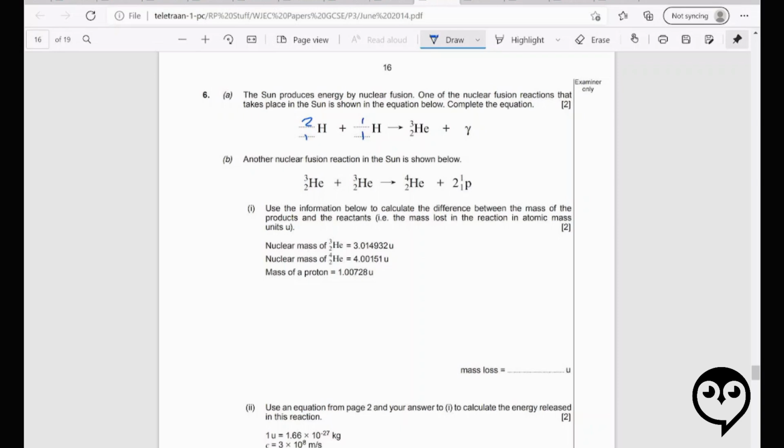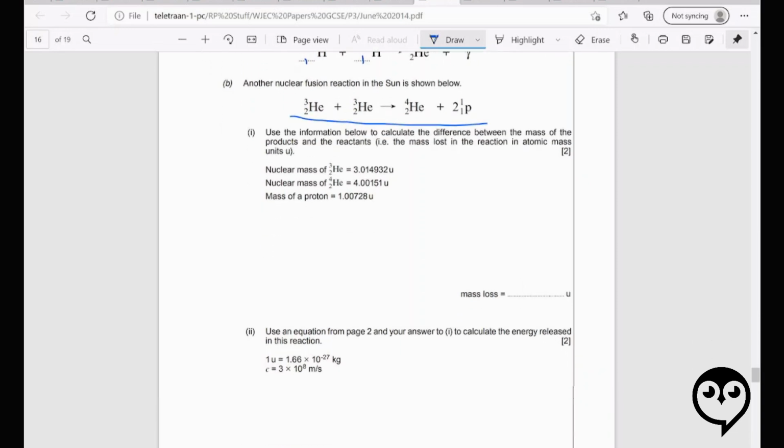All right, part B, they give us another fusion reaction. This is what happens inside of a sun. Okay, so you get helium-3 with another helium-3 producing helium-4, which is the normal isotope of helium, and then 2 protons. And it looks like we've got a calculation here. Right, okay, so they're telling us that this might be a little bit advanced for some curriculum, but they're going to tell you the mass before and the mass after.